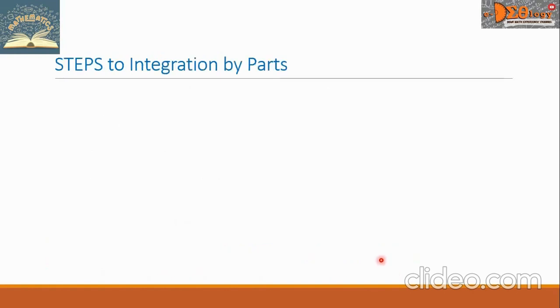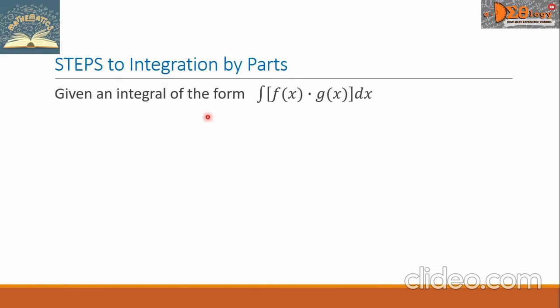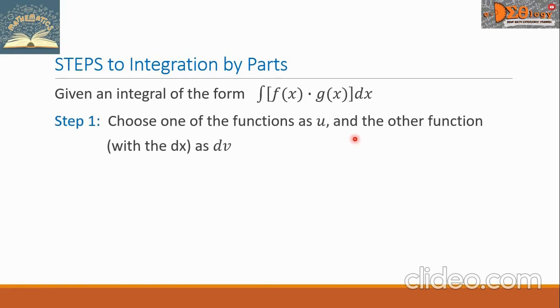Next, we will study how to use the formula. Given an integral of the form, the integral of the product of two functions f of x times g of x dx. Step 1 is we will choose one of the functions as variable u and then the other function with the dx as dv, thus translating the integral into the form integral of u dv.